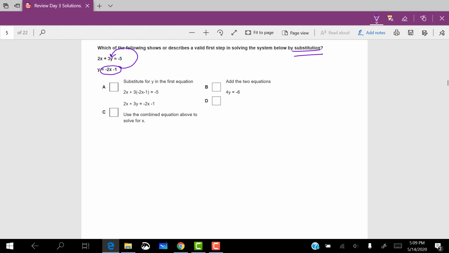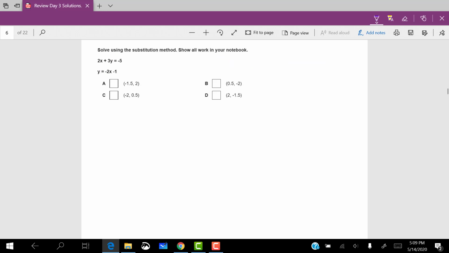So let's see if any of these choices show that. Choice A here shows doing 2x plus 3 times the value of the expression for y. So negative 2x minus 1 equals negative 5. Now this asks you to just complete the previous problem and actually solve using the substitution method. So we'll use that first step that we already said.